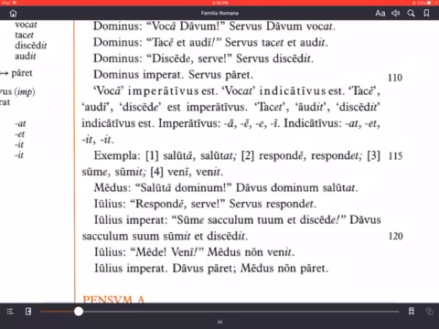Julius imperat. Julius orders. Davus paret. Davus obeys. Medus non paret. Medus does not obey. Well, that concludes this grammar section.